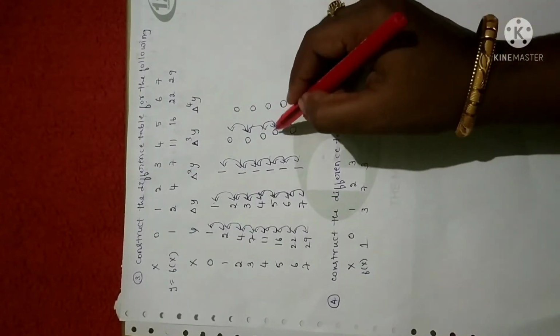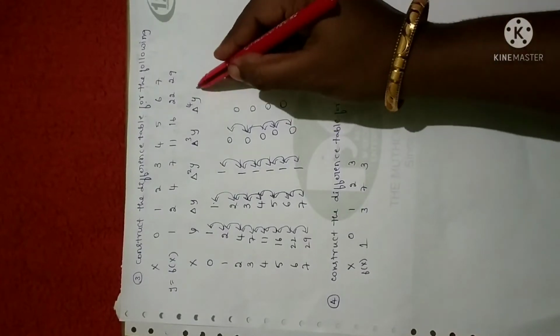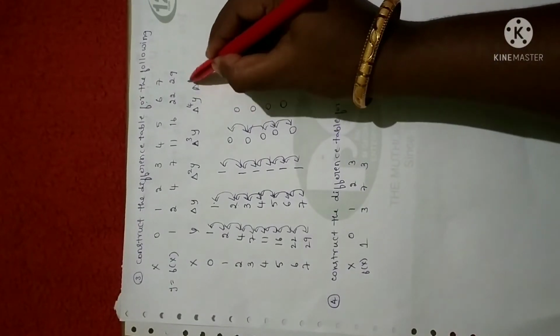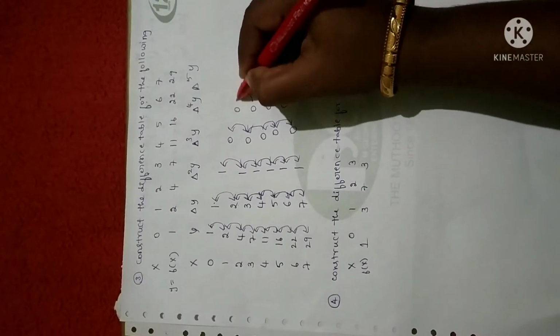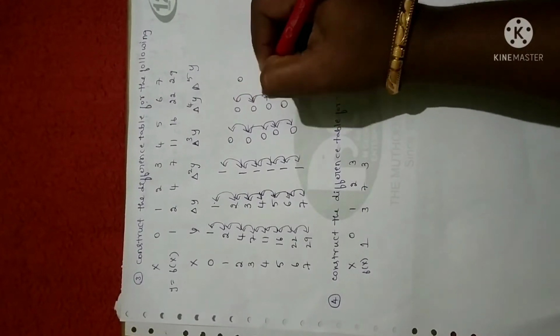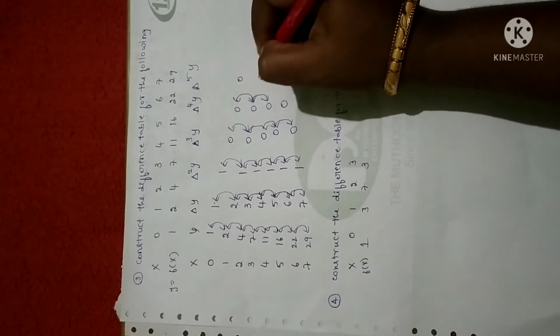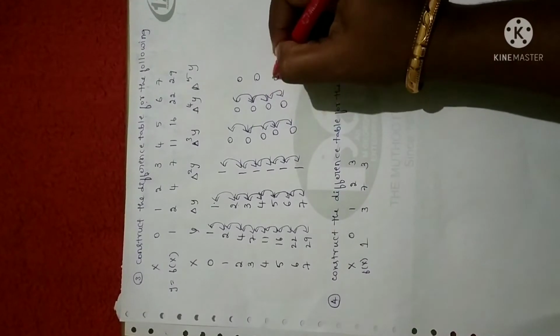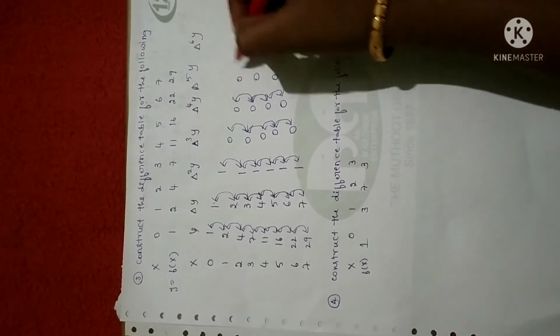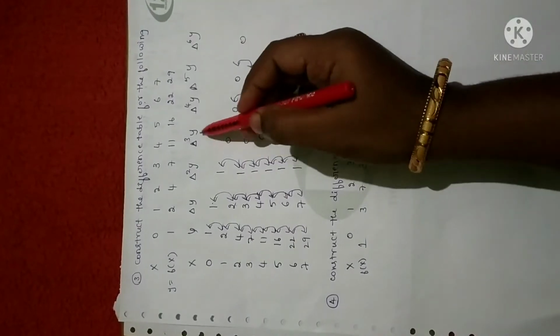If you miss one term, you are not going to get the correct answer, so you have to maintain it. Next, the fifth forward difference: 0 minus 0 is 0. 0 minus 0, the continuation will be there. 0 minus 0 is 0. Again 0 minus 0 is 0. Next, the sixth difference: 0 minus 0 is 0. See here for the third difference.